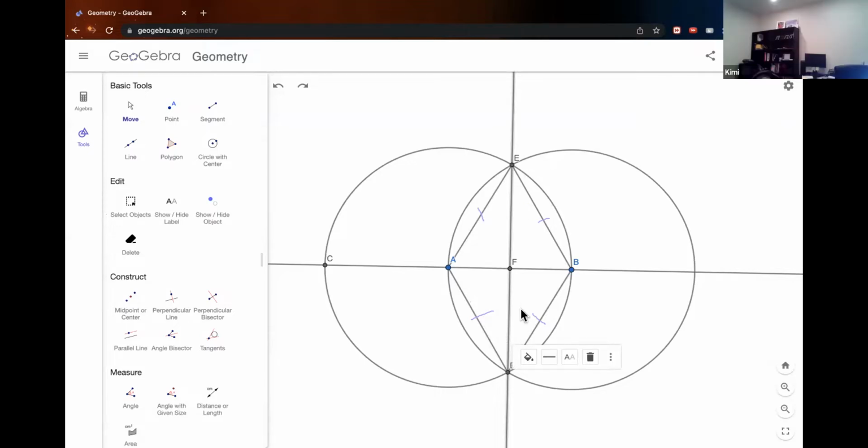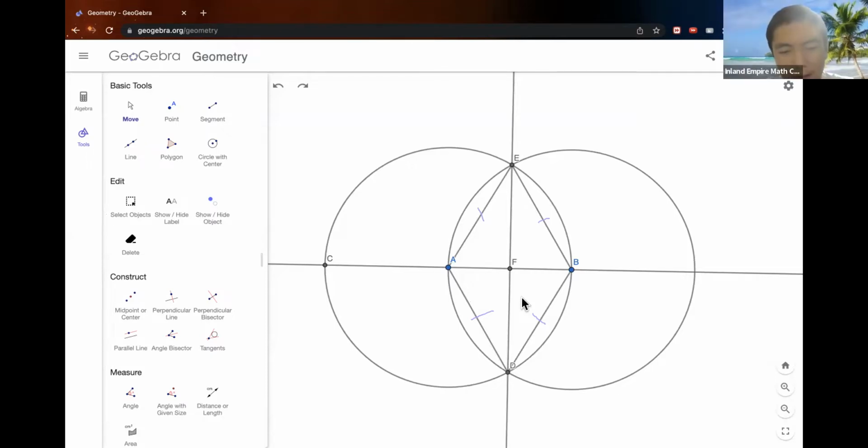We're not going to prove the SSS congruence theorem because it's more of an understanding. It's an axiom, which means you're taking it for granted. You can't exactly prove it. But anyways, as I was saying, these two triangles are congruent, which means that these two angles that I'm labeling here are equal as well.